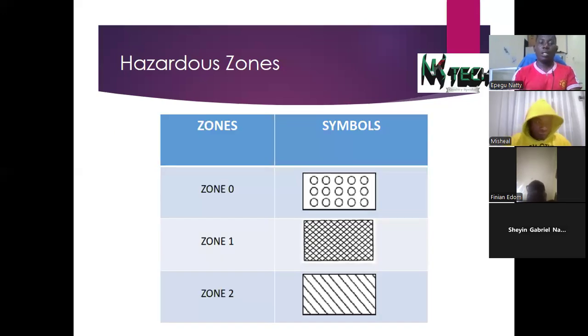So this is the symbol for zone 0, zone 1, and zone 2. While carrying out a layout, if you go to a location where you have zone 0, you use these circles to just circle around. So that's your zone 0. And then your zone 1 is this other one you're seeing here. And then your zone 2 uses this other symbol.